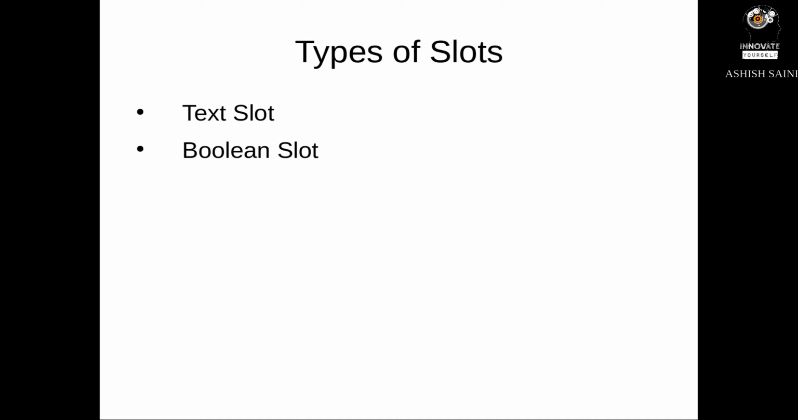Then the boolean slot, the slot in which there are two types of value, either true or false, or let's say yes or no. Such kinds of values come under boolean slots. So this is how you are going to do it.